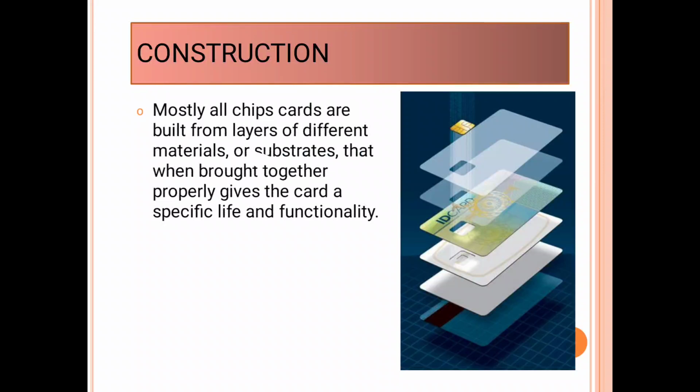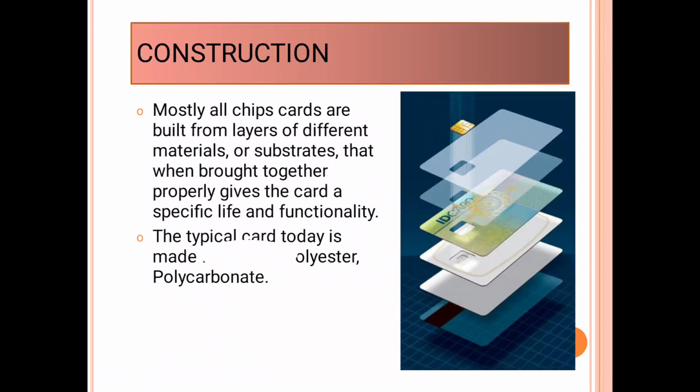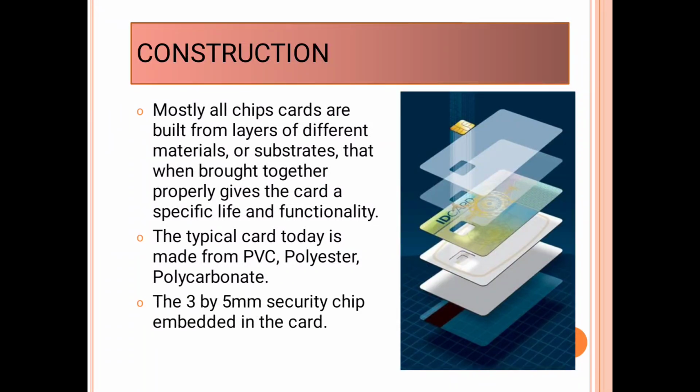Next is construction of smart card. Mostly all chip cards are built from layers of different materials or substrates that when brought together properly give the card a specific life and functionality, as given in the picture. The typical card today is made from PVC, polyester or polycarbonate. The 3 by 5 mm security chip is embedded in the card.